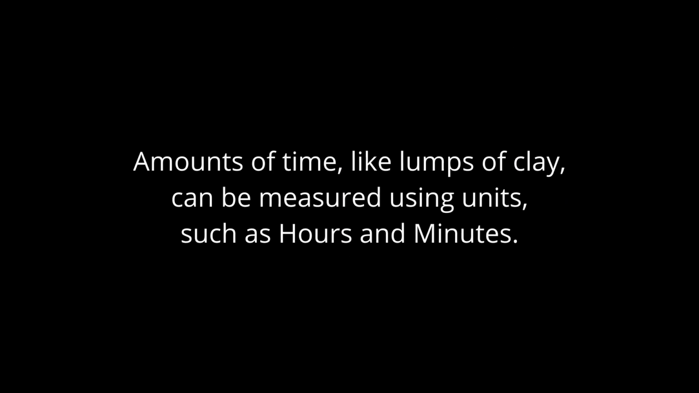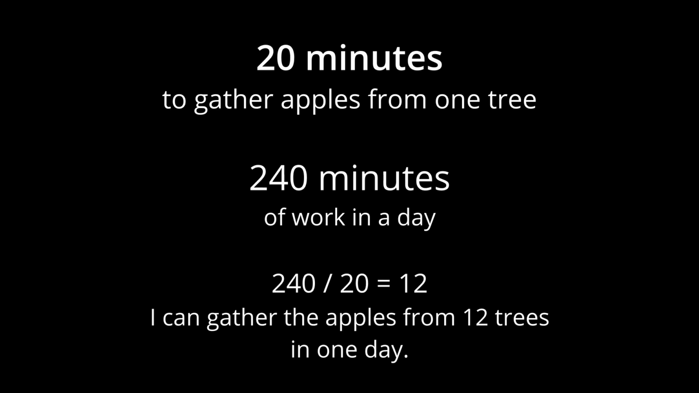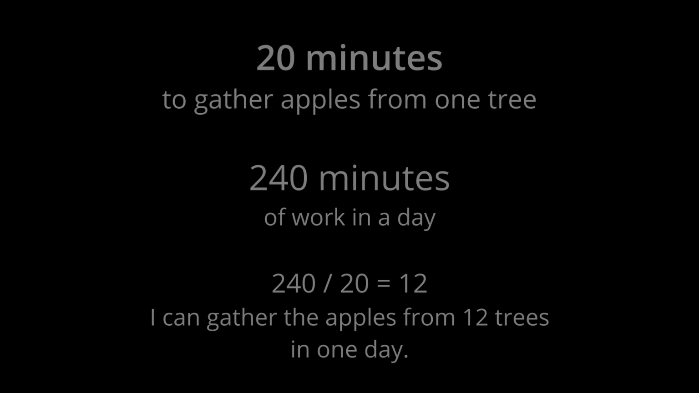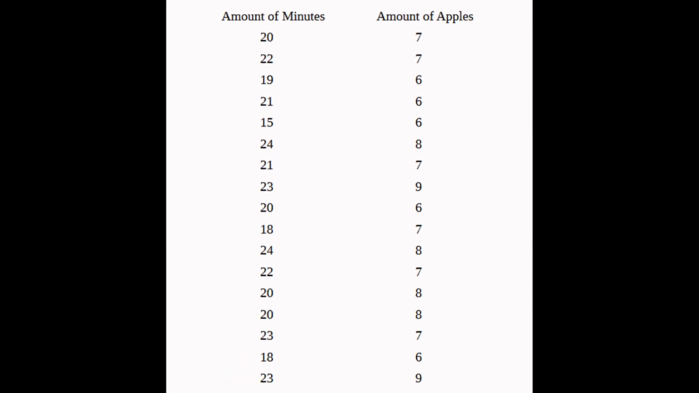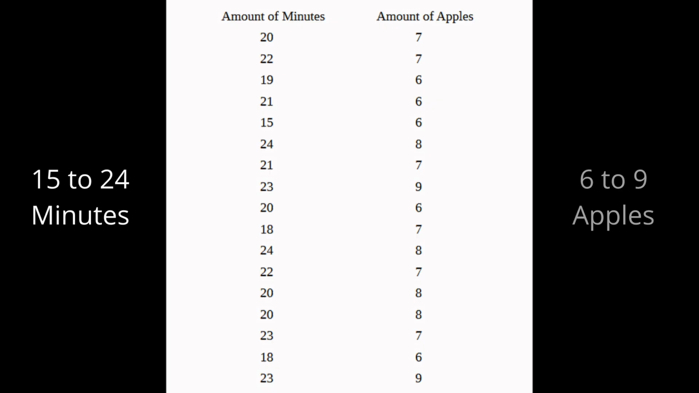I discovered that I can use this to figure out how many apples I can gather in a day by measuring how many minutes it takes me to gather the apples from one tree and move to the next, and dividing the total amount of time I can work in a day by that number of minutes. After spending some time experimenting, I can say that it takes me between 15 and 24 minutes for each tree, from which I gather between 6 and 9 apples.